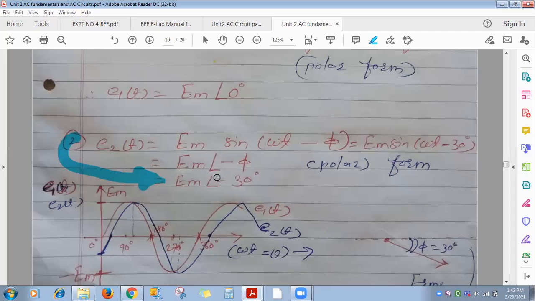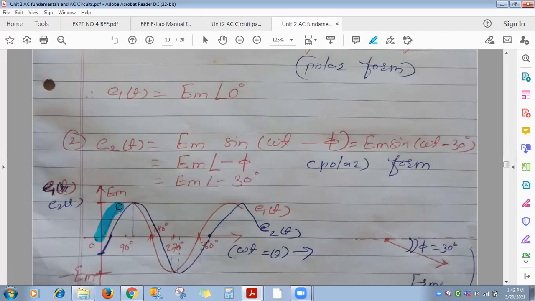Yes, ma'am. Magnitude and angle. Magnitude is peak; RMS you can also consider here. And then the angle is minus 30 degree. That's why here I have written minus 30 degree. So omega t minus 30 degree is here. That's why the angle I have considered is minus 30 degree here. So this is the polar form.